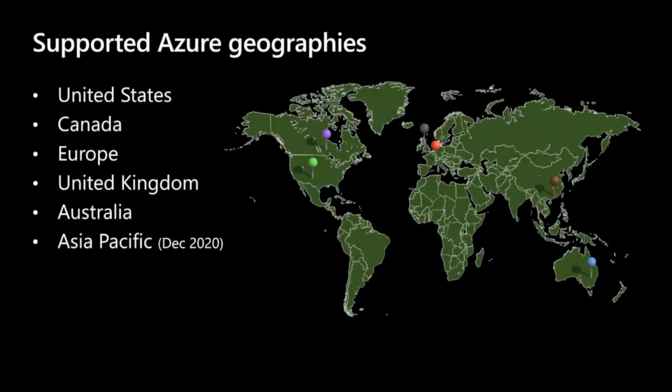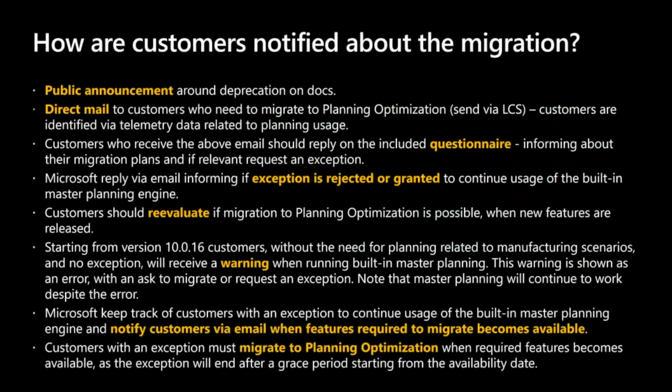Right now, we are supporting the following ASIC geographics. So United States, Canada, Europe, United Kingdom, Australia, and Asia Pacific was added here in December 2020. So these are the current supported ASIC geographics. And if we look at how customers are notified about the migration, so how could you actually figure out that Microsoft would like you to migrate? There was a public announcement about the deprecation.